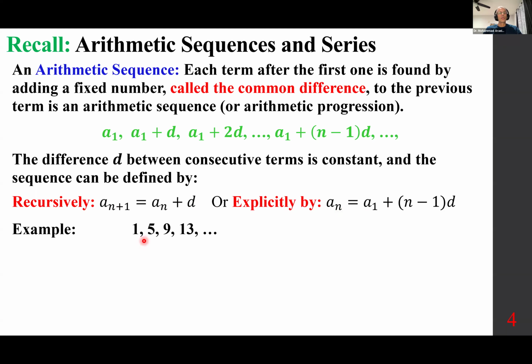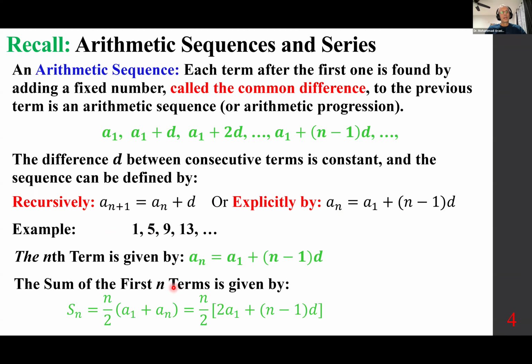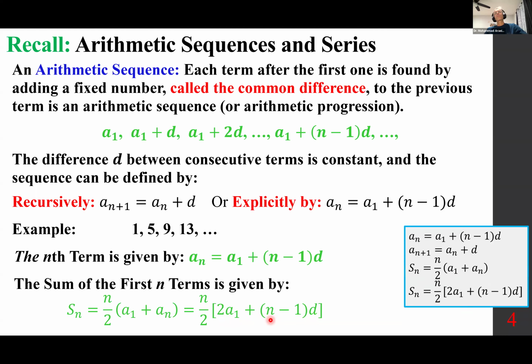minus 1 times d. As you can see here, 1, we add 4, we get 5, add 4, we get 9, add 4, we get 13, add 4, we get 17, and so on. The nth term is given by a sub n equals a sub 1 plus n minus 1 times d. And the sum S sub n is n over 2 times a sub 1 plus a sub n, or n over 2 times 2a sub 1 plus n minus 1 times d, and that's the synopsis of those formulas.